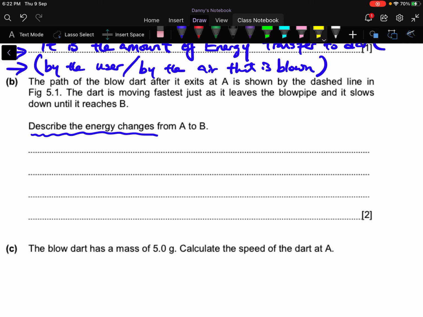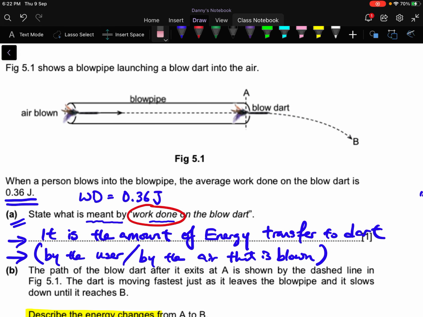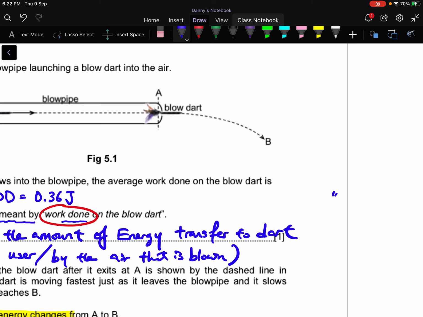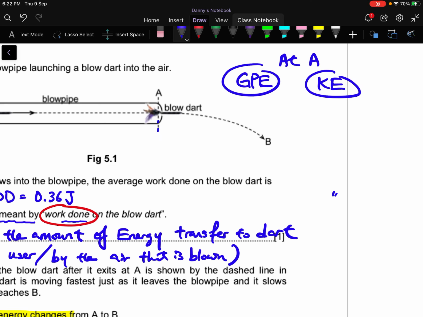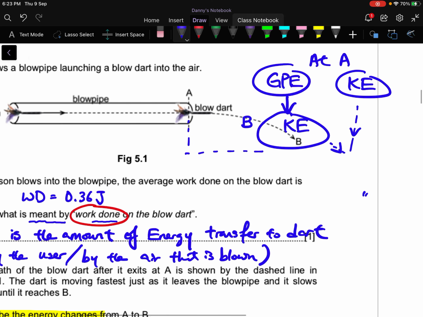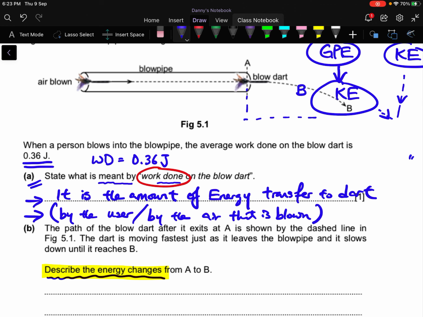Well, focus on the main thing. The question wants only how the energy changed. They didn't ask you why. They just want to ask you how, right? From what to what? So, like I said, always start with the bubble mind map, right? At A, what do I have? Well, at A, I have two types of energy: kinetic energy, and I have GPE, right? Because I have height. So as the height is dropping from A to B, I know that this has to be converted to kinetic energy at B. Correct or not? Then this kinetic energy, right? Because the question says it slows down, right?